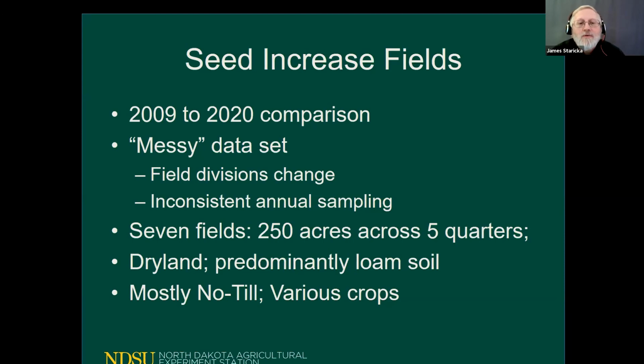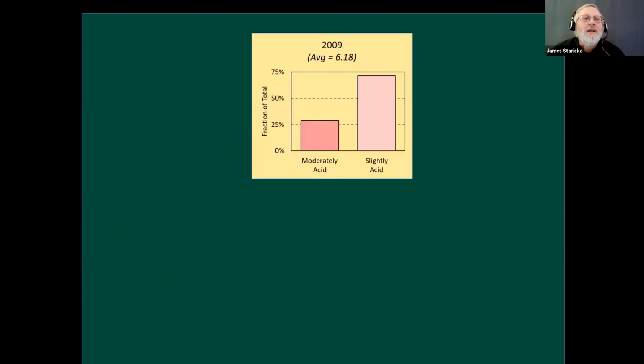Now, all these fields were dry land, and the soil is predominantly loam textured. Some of these fields may have been tilled during the beginning of this time period, but since 2014, everything at the station has been no-tilled. And because these are seed increase fields, a variety of crops are grown on these 7 fields. Now, during the first year, 2009, 2 fields were in the moderately acid category, and the remaining 5 were in the slightly acid category.